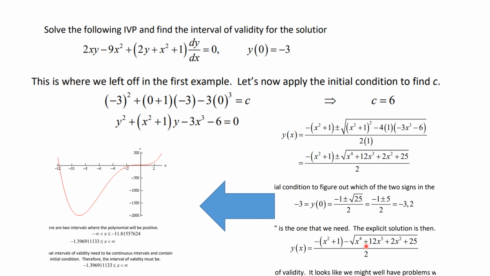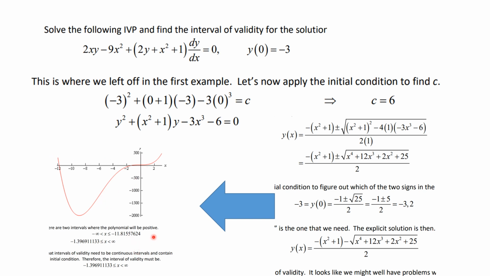Now, I have to make sure that what's underneath the radical is greater than or equal to 0. It turns out that the roots of this are rather nasty. This would not be a good test problem. The roots are at minus 11.8 and minus 1.39 and change. And this is what we get, but that has to be bigger than 0.